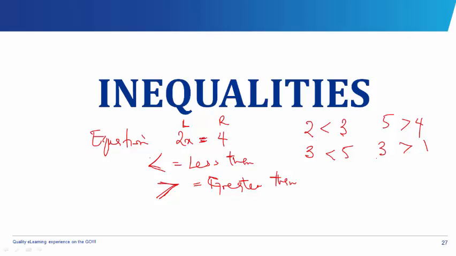Okay, now there are other signs. You can also have greater than or equal to, or less than or equal to. So when you say less than or equal to, or greater than or equal to, it includes that particular number in question. We'll take examples to explain these concepts better.